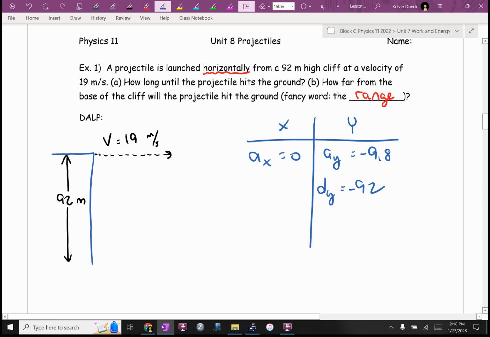Good. What about that 19? Vertical or horizontal? Look at the picture. I'll call that a Vx.